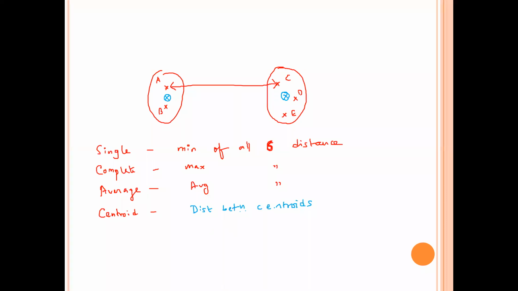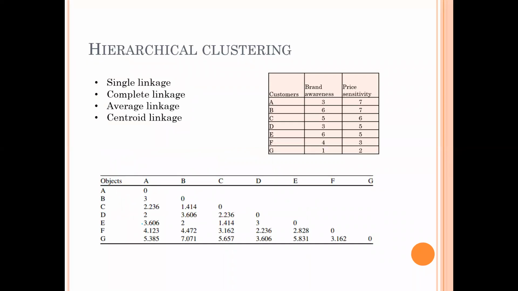Now, how does the distance get measured? I said that for A and C we will try to find the distance. Let's say there are two variables, and these are my 7 customers. Customer A has brand awareness 3 on a 1 to 7 point scale and price sensitivity 7, and customer C has 5 and 6.